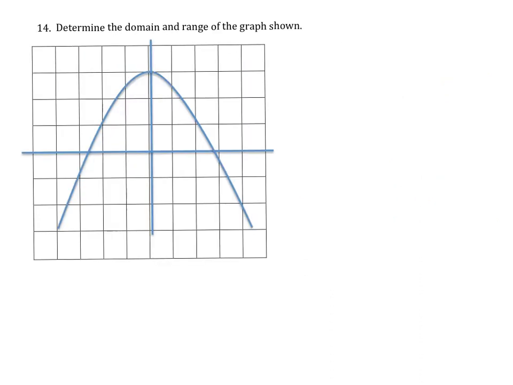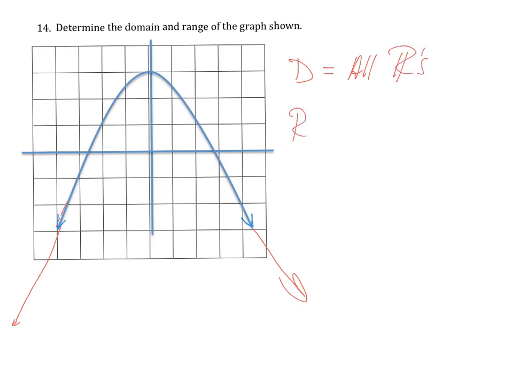Okay, so determine the domain and range of the graph. We're going to say these ends actually have arrows on them because they should. To get the domain, remember the domain is all the possible values of x. So here, this graph is increasing towards negative infinity, and increasing towards positive infinity. So the domain is all real numbers.